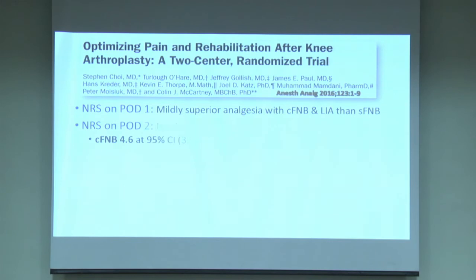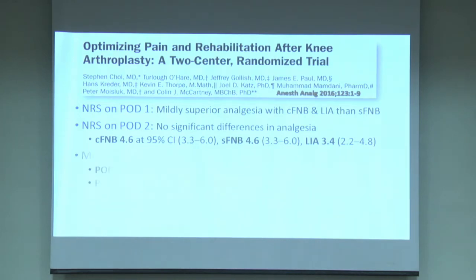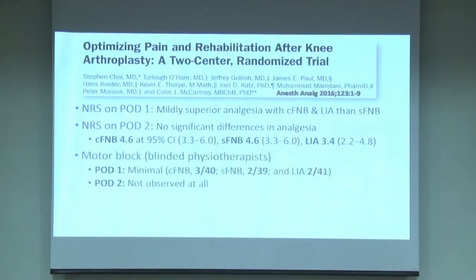The finding was finally that on second post-operative day, there was no significant difference in analgesia in either of the groups. Motor block to a blinded physiotherapist was also almost similar. No differences were observed with a single short femoral block or with a continuous femoral block. And in long-term outcomes, there were no differences in the groups. So what it tells us is that even in the long term, if you can give a single short femoral block, it probably works and the outcome measures are good.